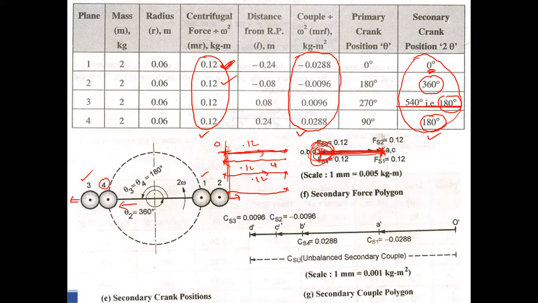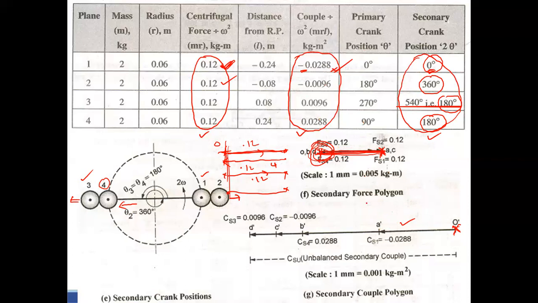Now we are going to draw the unbalanced couple polygon for the secondary couple. So now we are starting from this point. You take the secondary couple for 1. What is the direction? 0. 0 means towards right, but here the value is minus, so you take towards left. This represents this one, towards left.